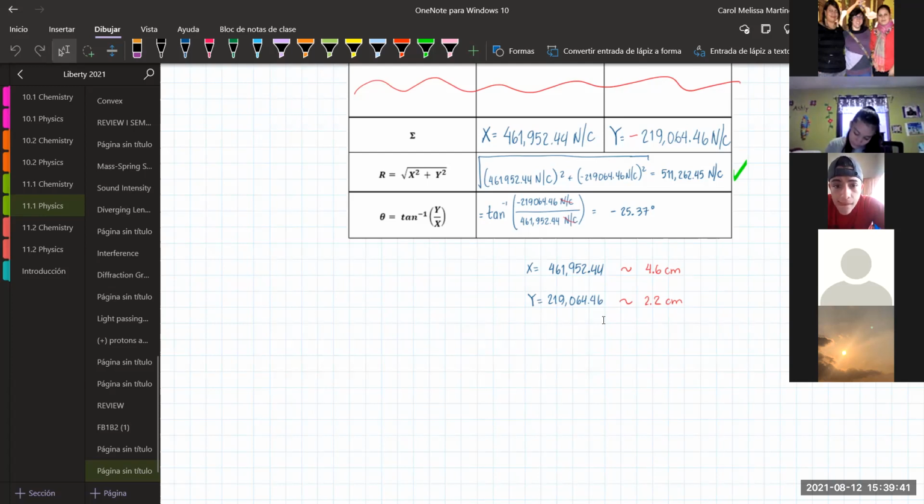And with this, you can easily sketch the resultant. I'm not going to have the time to do it, and also in the quiz, I'm not going to ask you to do it, but just in a homework, for example.